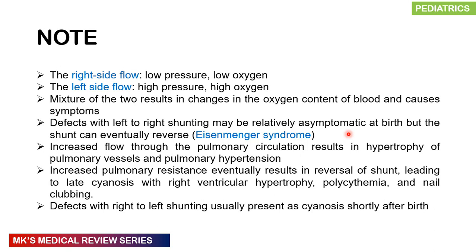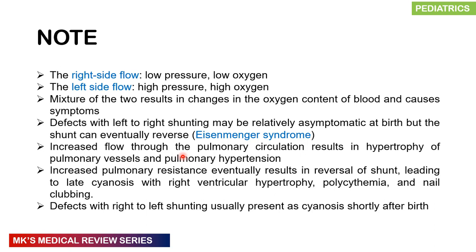Now, in patients that normally have shunts that are causing blood to move from the left side to the right side, they may be relatively asymptomatic until later on in life when this shunt begins to reverse. This reversal of the shunt is known as Eisenmenger syndrome. We'll talk about it in a whole lot of detail when we look at the different congenital heart diseases. There is actually increased flow through the pulmonary circulation, which results in hypertrophy of these pulmonary vessels and pulmonary hypertension. And this increase in pulmonary resistance is eventually what's going to be causing the reversal in the shunts.